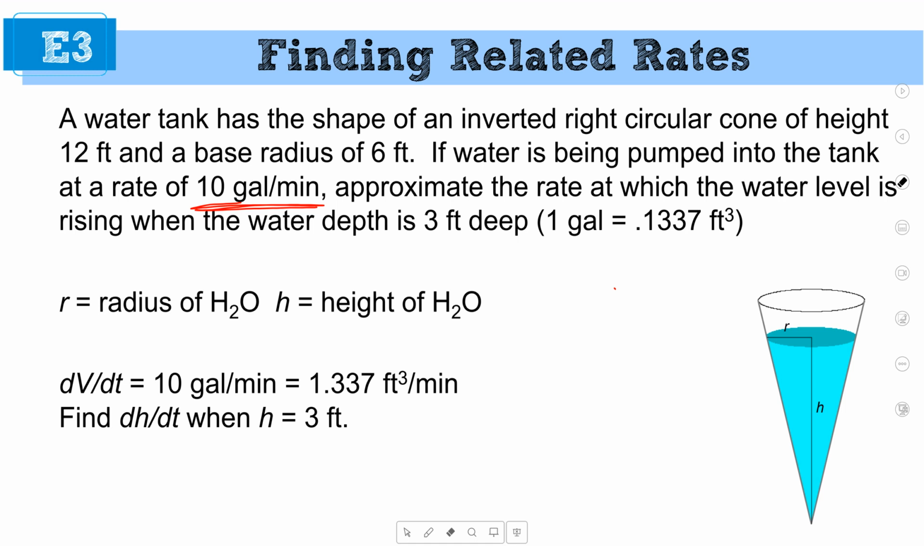There's my conversion. Okay, so breaking the steps down. Number 1, I drew a picture. Number 2, I define my variables. R is the radius, H is the height of the water. Step 3, what do I know and what am I solving for? I know what dV/dt is. I'm going to use the 1.337 cubic feet per minute. I'm looking for dH/dt when H equals 3.